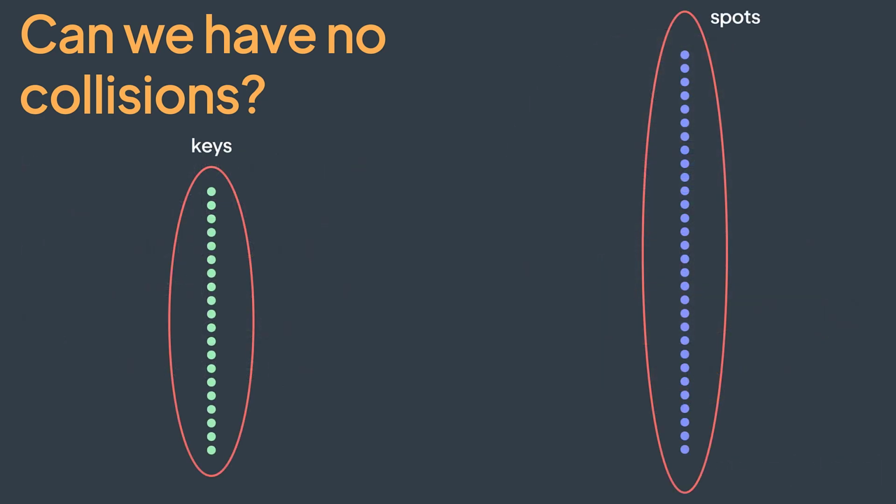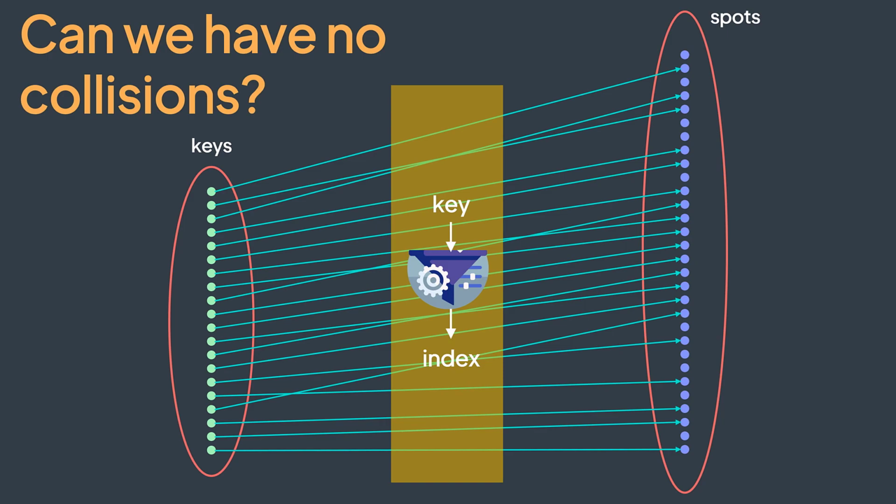For example, if we have 20 keys and 30 spots, and we know that we won't insert keys anymore, we can search for a hash function that will map those 20 keys to the 30 spots without giving the same spot to more than one key. Such a hash function is called a perfect hash function. What we did here is perfect hashing. But this technique isn't always used, so we can have collisions.